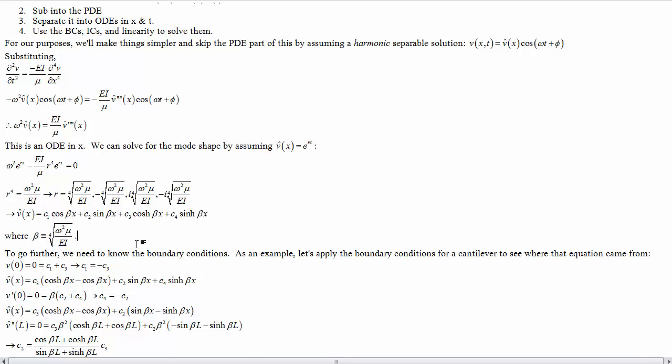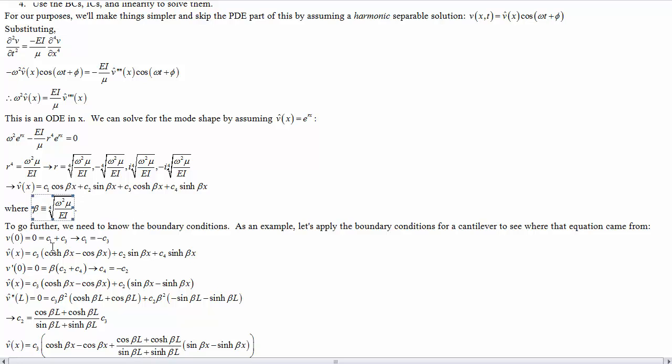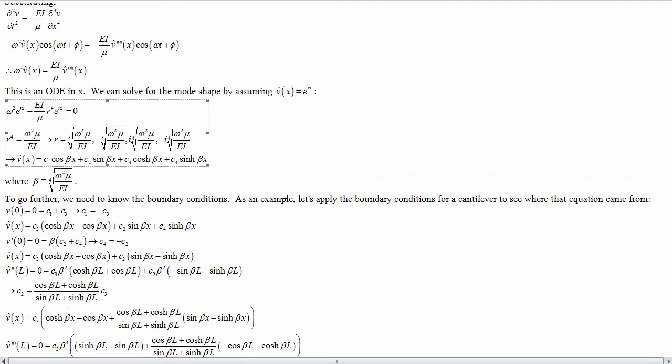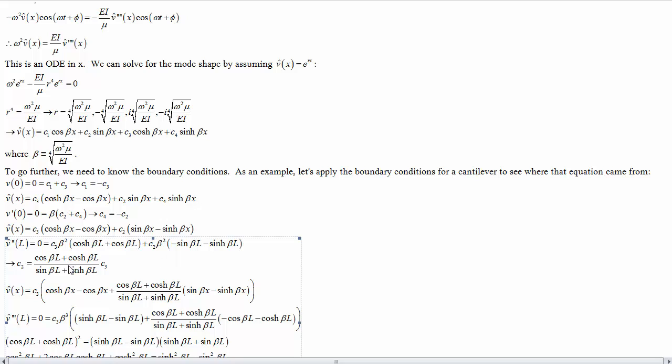mu over EI. You can see this gives our frequency definition from earlier in terms of beta. Now, in order to go further from here, we need to know the initial conditions. For the cantilever boundary conditions, if we apply v at 0 equals 0, then it specifies C1 is negative C3. Then specifying that v prime at 0 is 0 lets us solve for C4. Specifying that v double prime at L equals 0 lets us solve for C2, say.